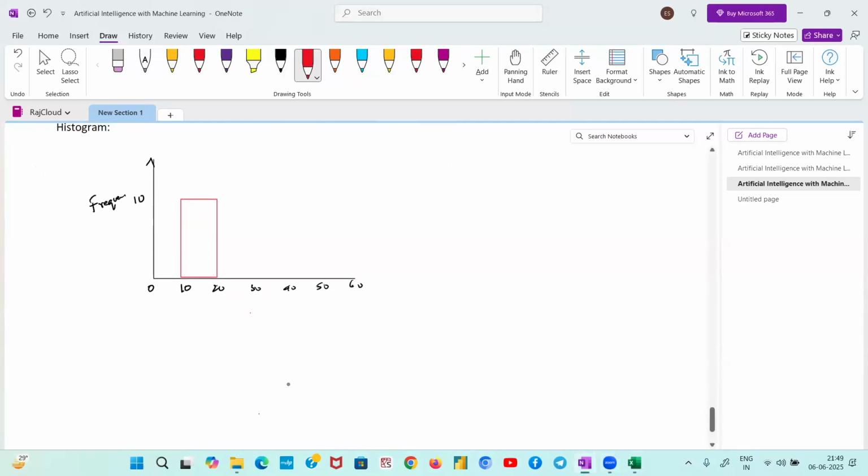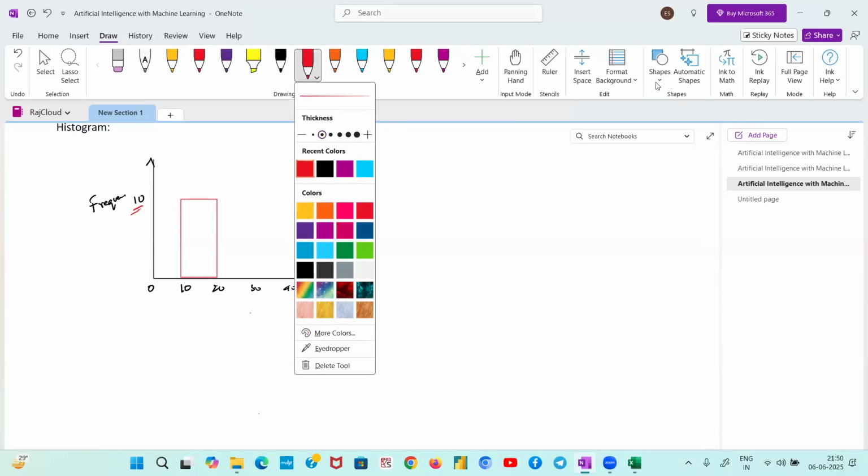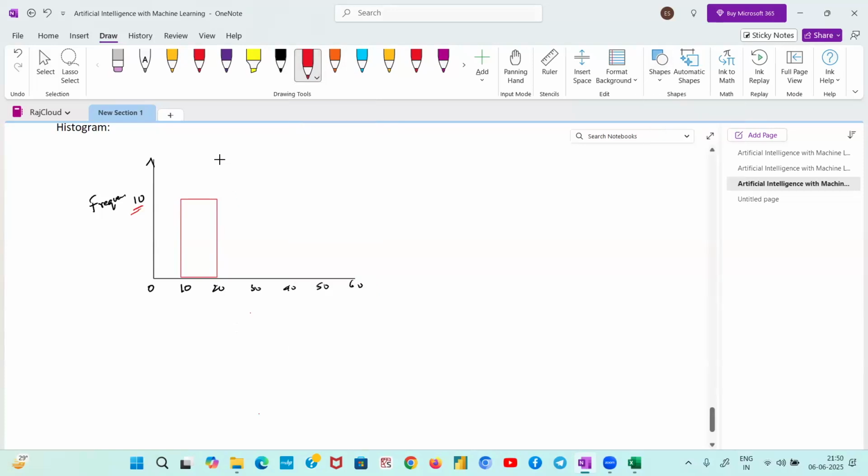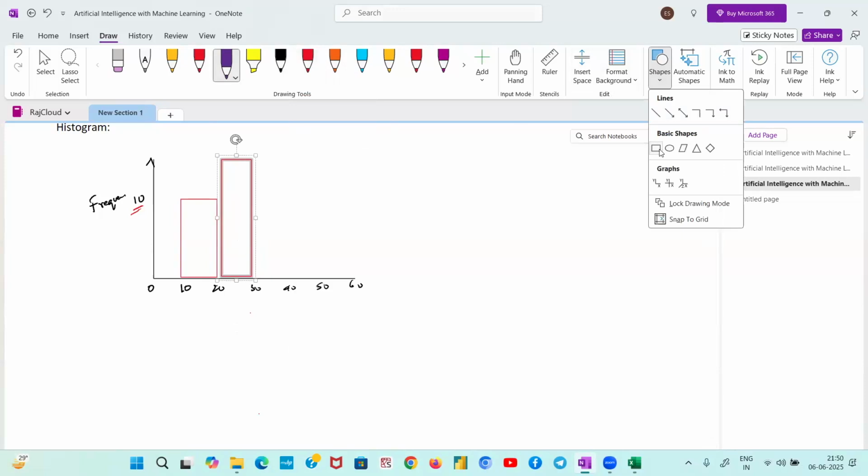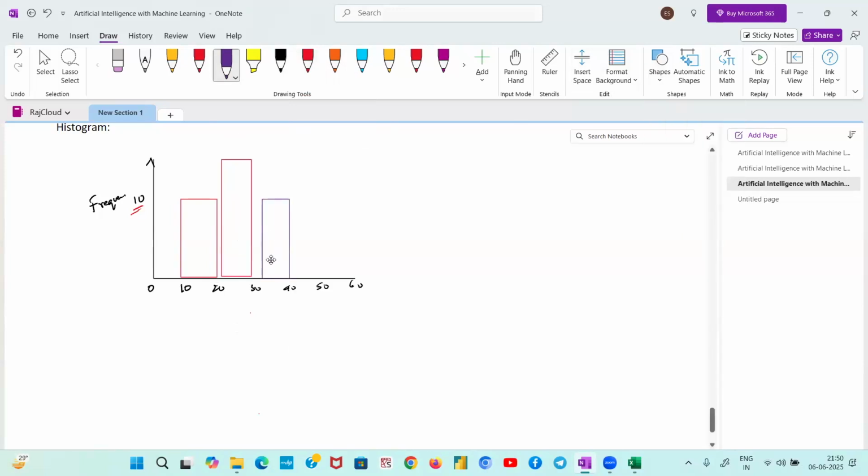So I asked about what? Yes, 10 to 20, 10 people are there. The next one, if I ask again, how many people are there, 20 to 30? So what happens? Another 10 people or 25 people say yes, we are 20 to 30 years. So what happens? This is also a bar constructed like this. Like that, depending on the interval, my bars are coming up like this. I'm just drawing rough figures to give some idea about it.